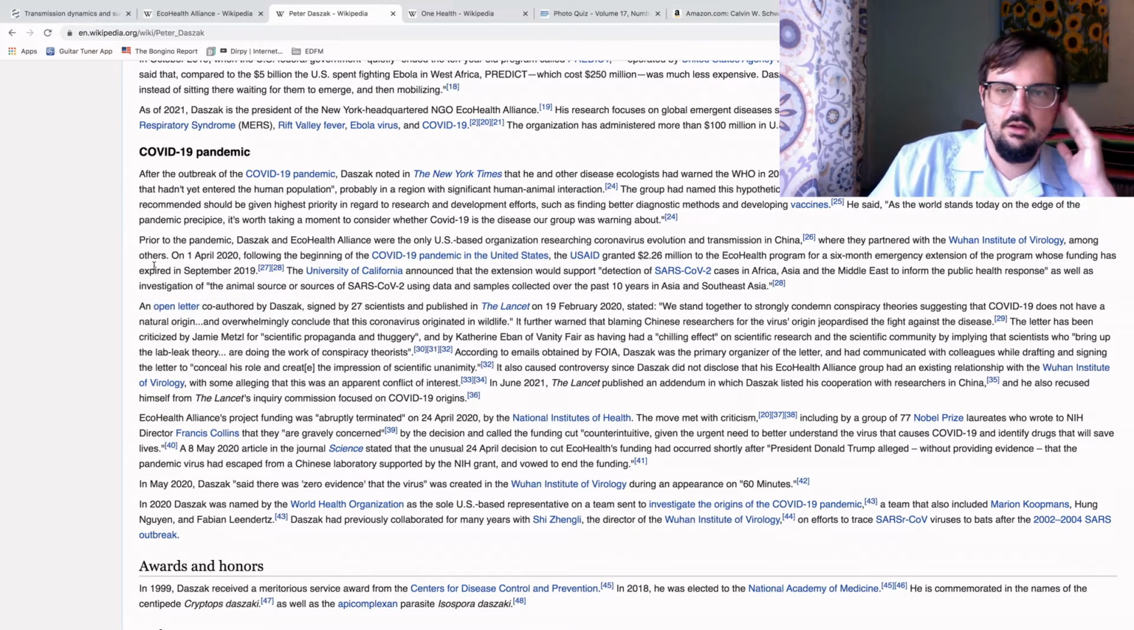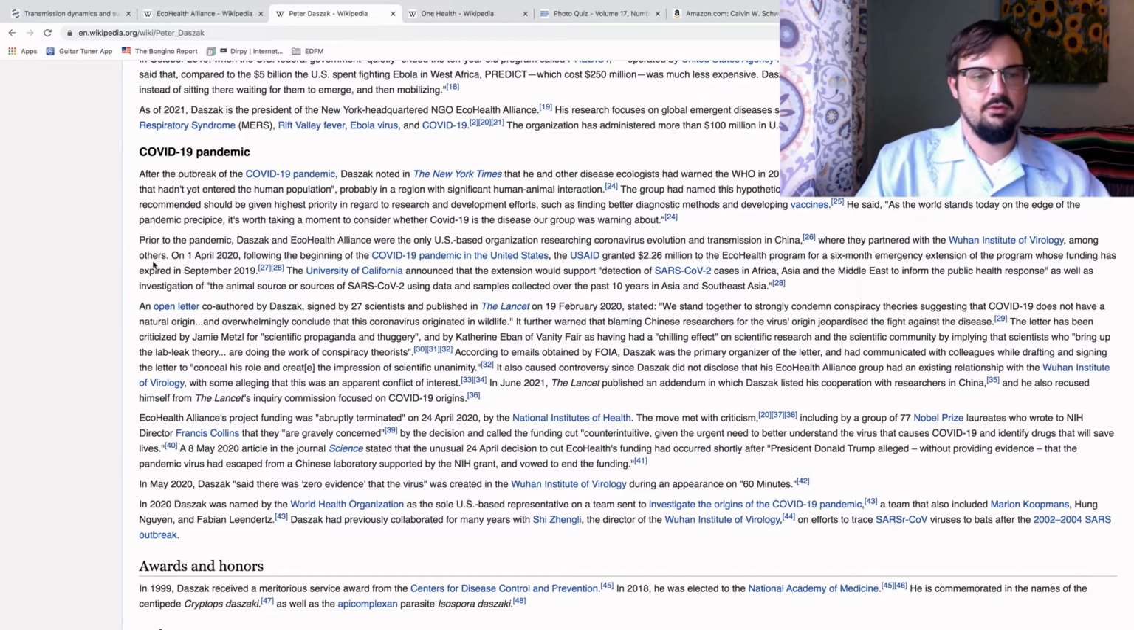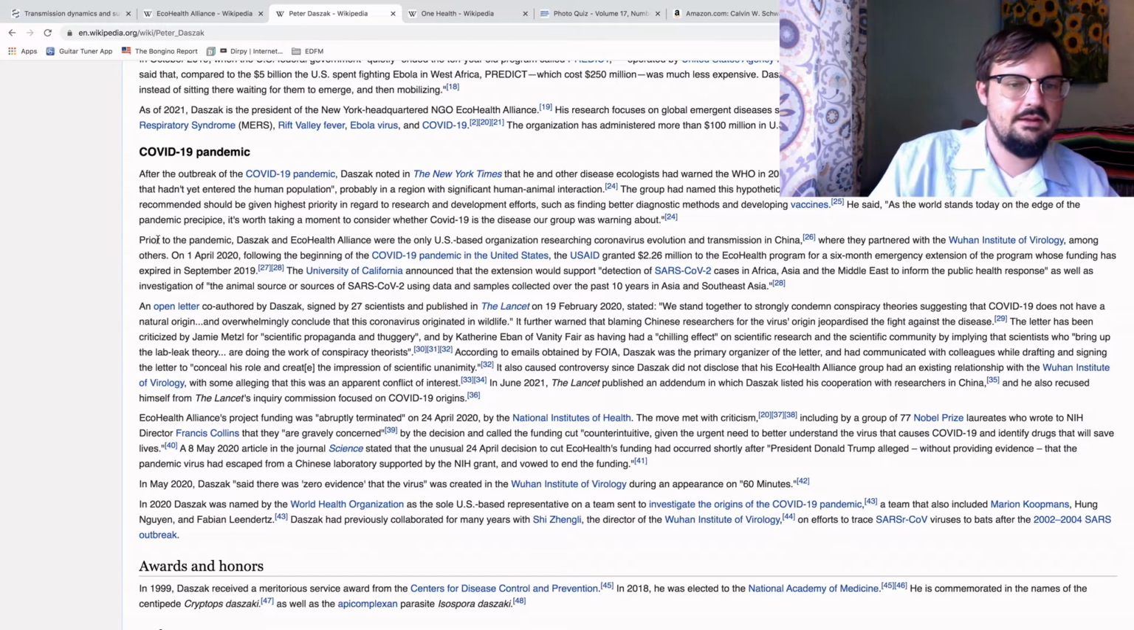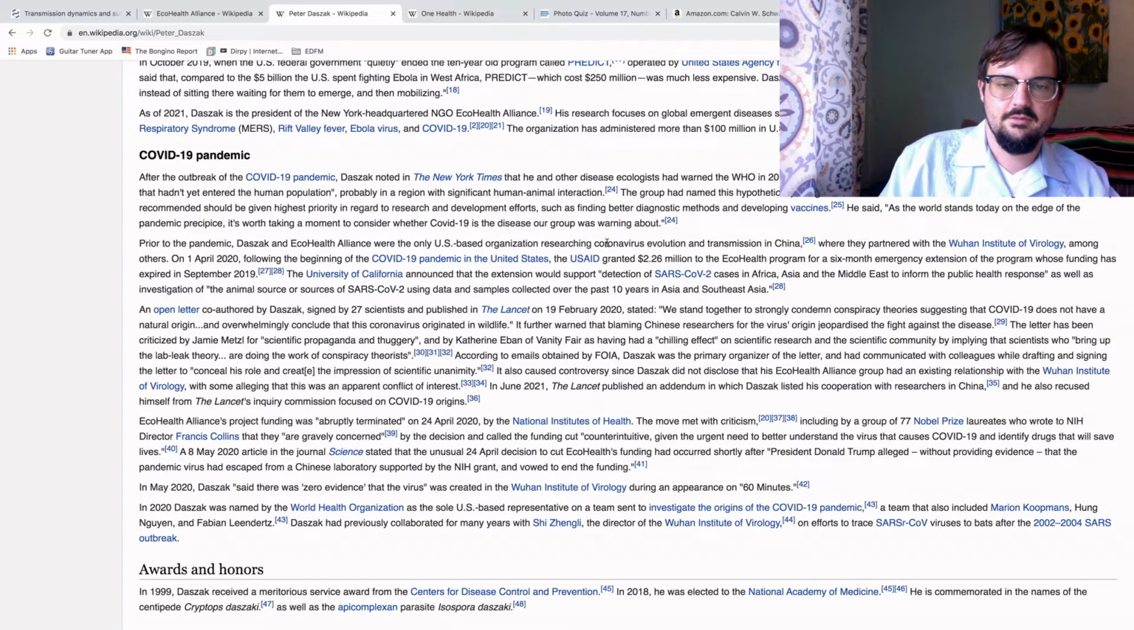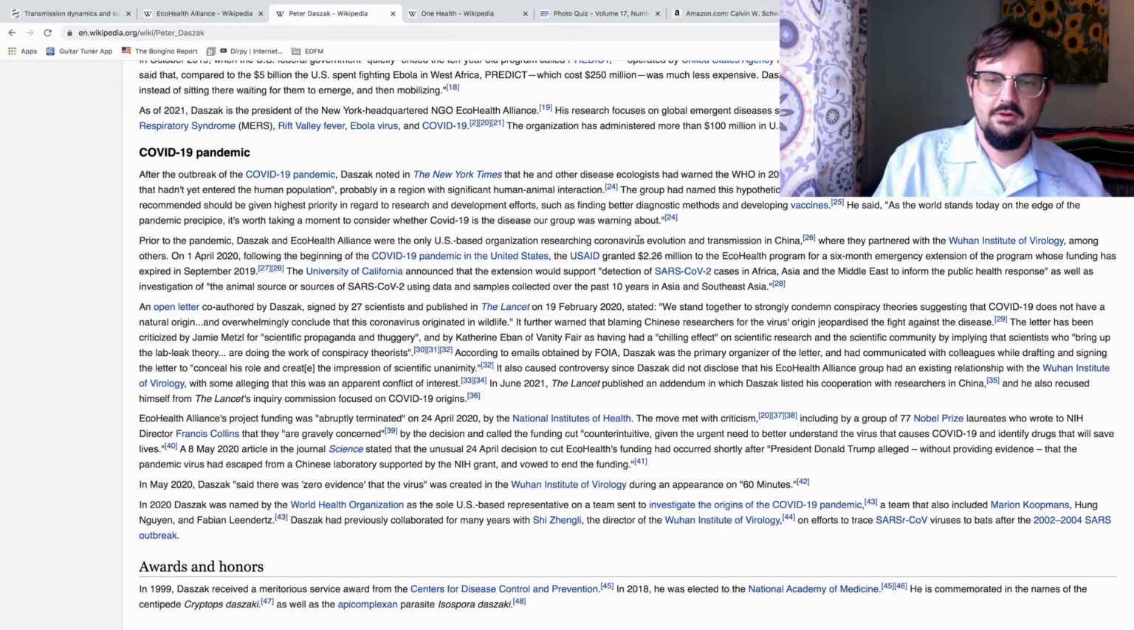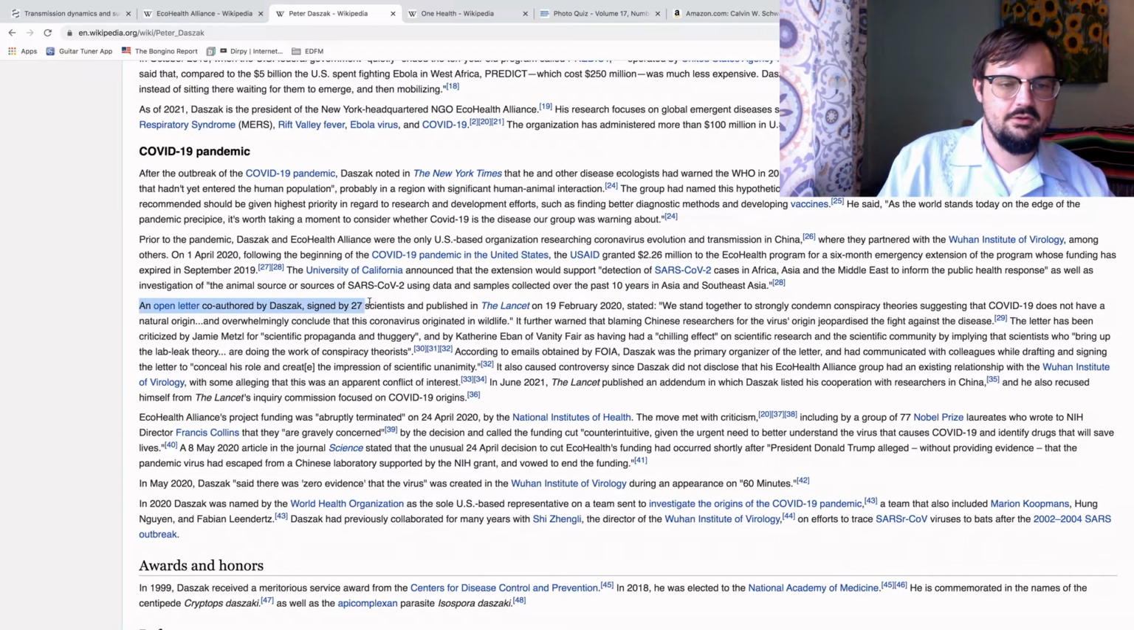So, am I doing a good enough job of underscoring the importance of this man in the event? The only US-based organization researching this particular putative organism prior to the pandemic, and then the only person opposed to the idea that it might have come from the lab that he is working in.